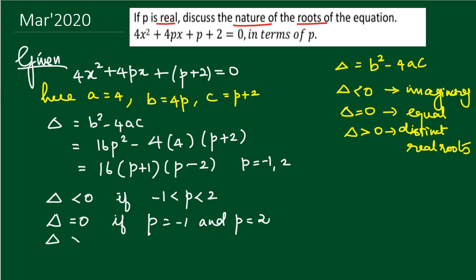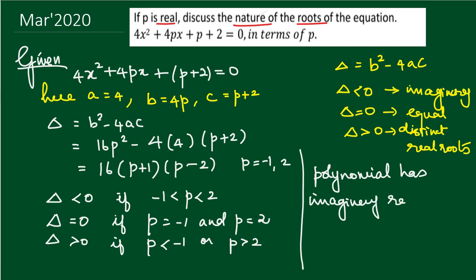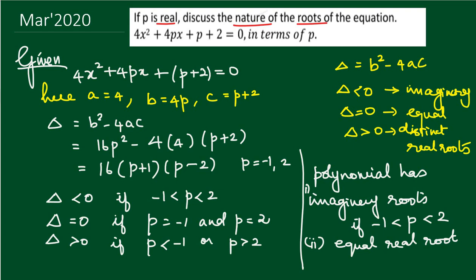Next, the delta value is greater than 0 if p is less than minus 1 or p is greater than 2. Thus, the conclusion we can write for this problem: first, the roots are imaginary if minus 1 is less than p less than 2. Second, it has equal real roots if p is equal to minus 1 and p is equal to 2.